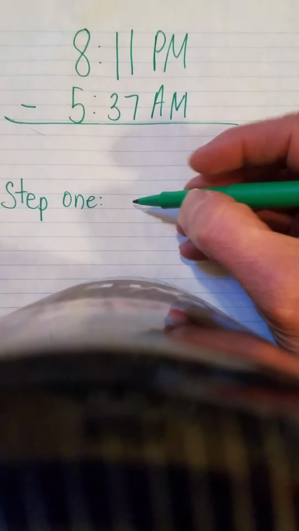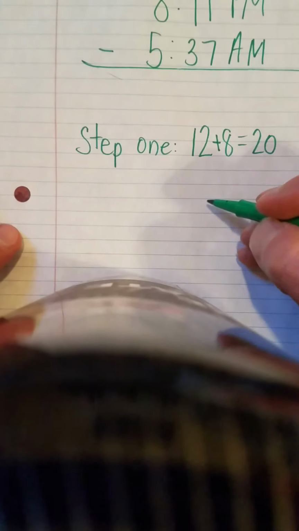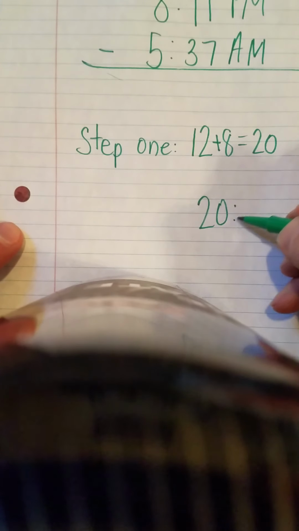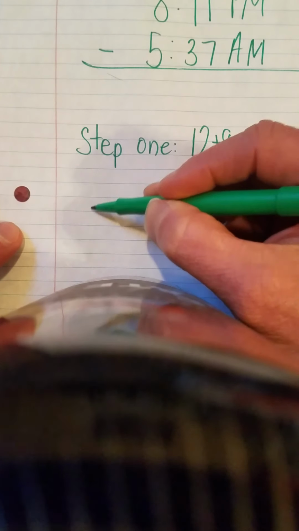So step one, we always know because it goes from a.m. to p.m., we have to add 12 to 8, which equals 20. All right. So now we're going to rewrite 8:11 as 20:11. Okay, this is going to be step 2 now.